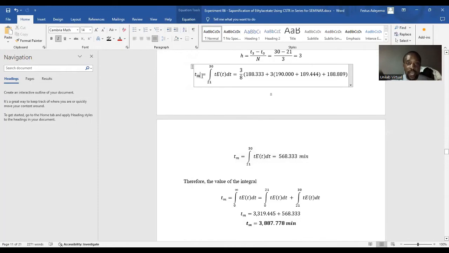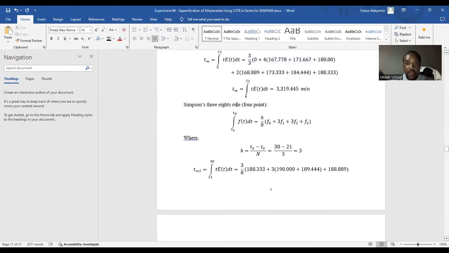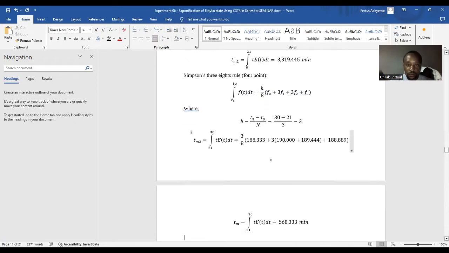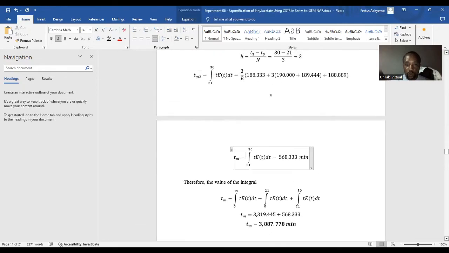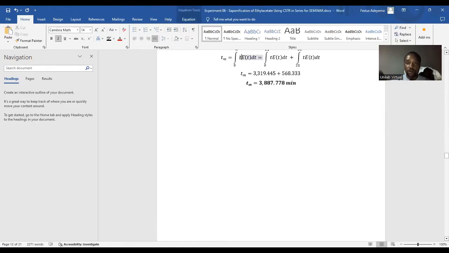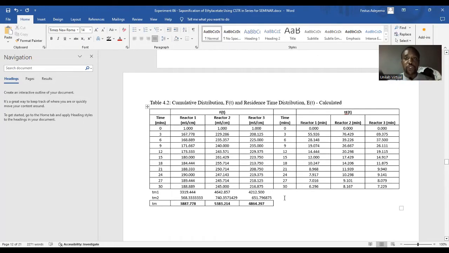You can call this Tm2 and call this Tm1. So our final Tm for reactor 1 is 3,887.778 minutes. Now our analysis has produced this table.